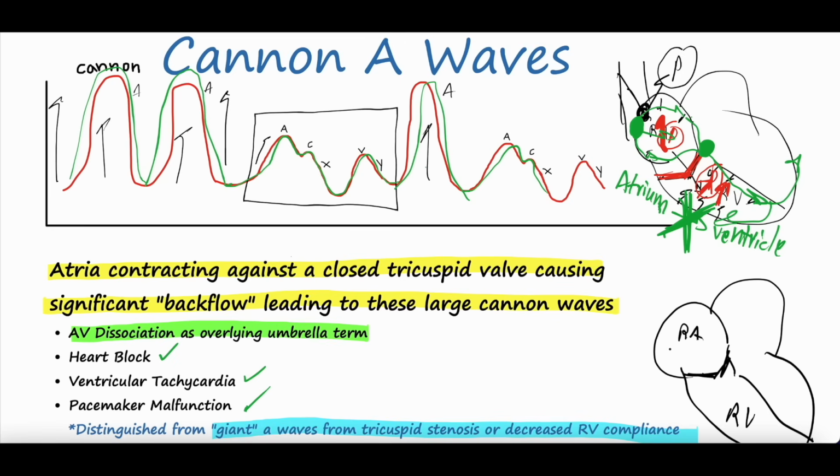Giant A waves are when the atrium contracts and the tricuspid valve does open, but you still get these giant waves because there might be stenosis of the tricuspid valve, so it's harder to pump blood through, which then increases the pressure that central venous catheter sees. Or it might be because the RV has decreased compliance, so it can't expand as easily. And those are called giant A waves, which are different than Canon A waves. Canon A waves are when the right atrium is pumping against a closed tricuspid valve, not just the stenotic tricuspid valve.